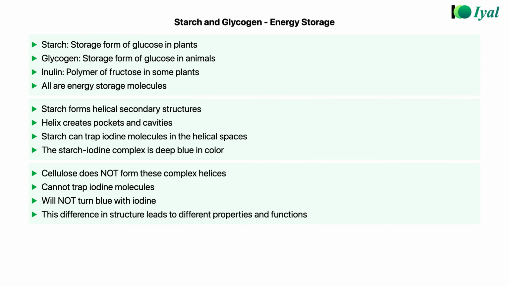Cellulose, on the other hand, we already established it's linear. It doesn't form those helices, so it can't trap iodine. No blue color. This difference in structure, helical versus linear, explains why starch is great for energy storage, while cellulose is great for structure. Same basic building block, glucose. But different arrangements lead to completely different functions.